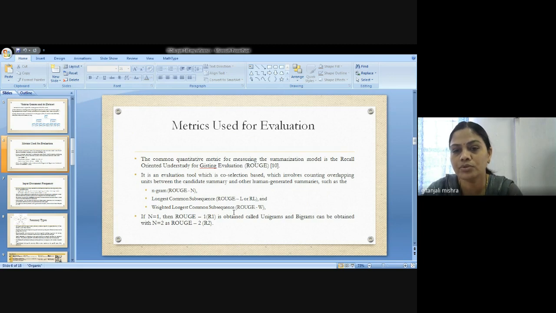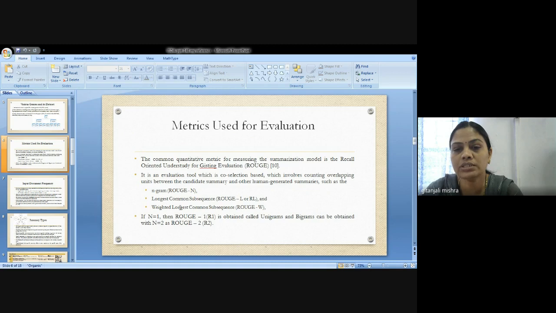In n-gram, if the number of words is one, then that is called unigram, where only one word is overlapped and compared between the candidate summary and the human generated summary. If n equals 2, then that is called bigram, and similarly if n equals 3, then it is called trigram.